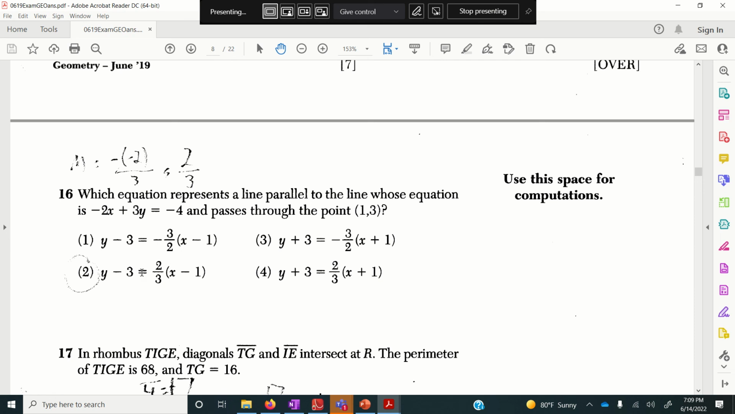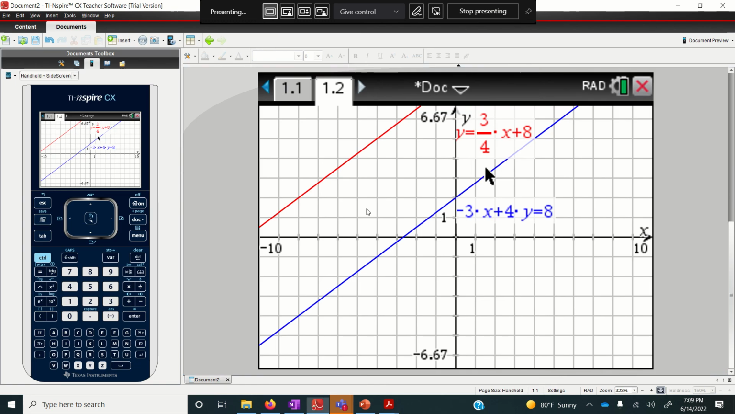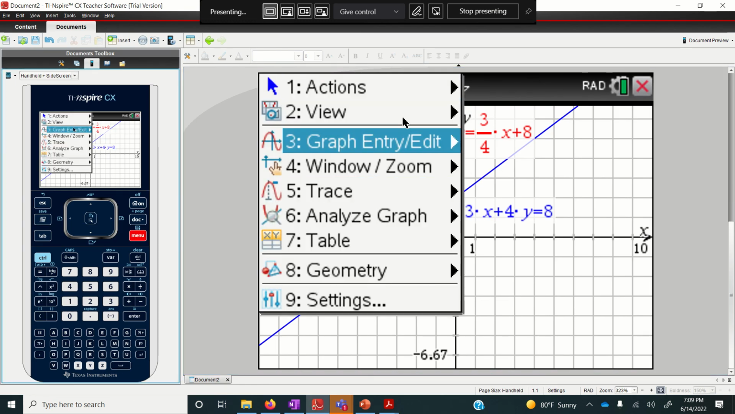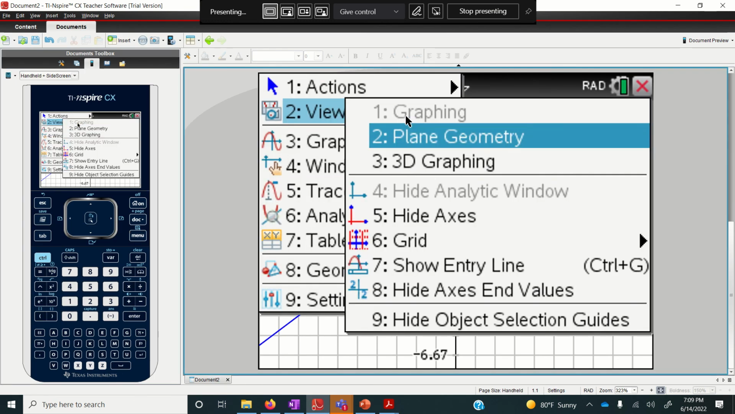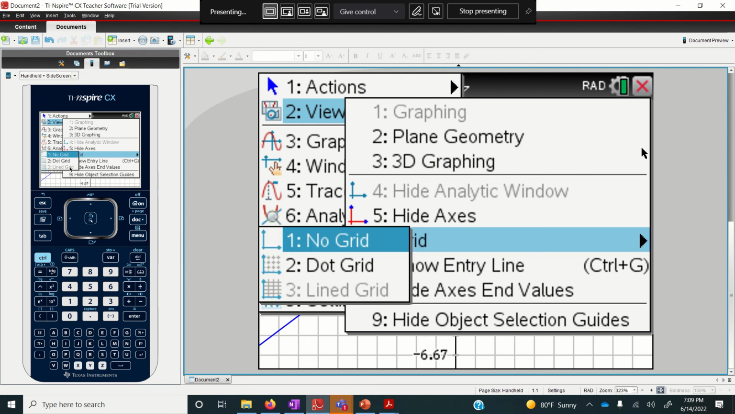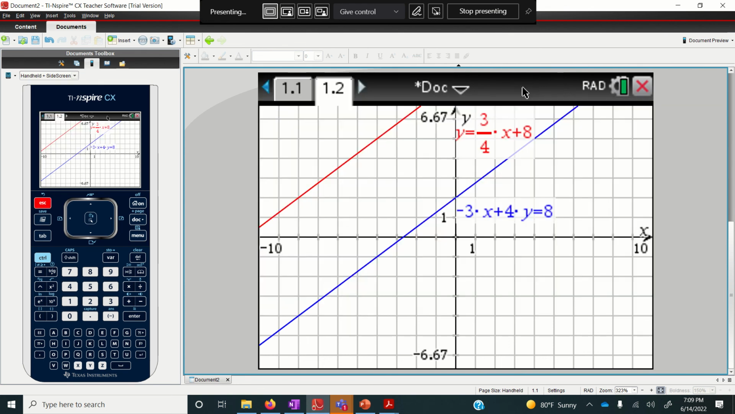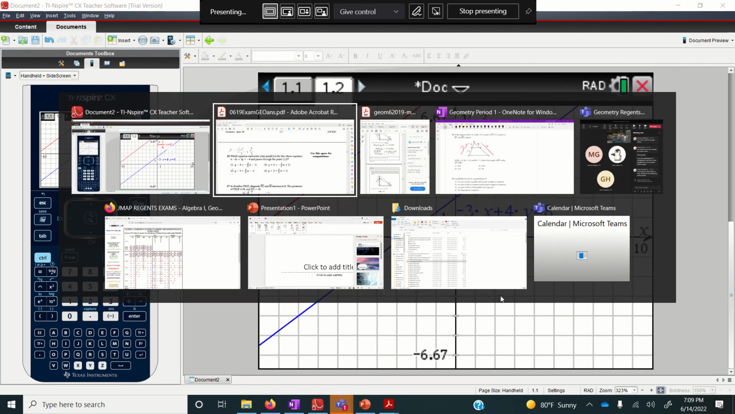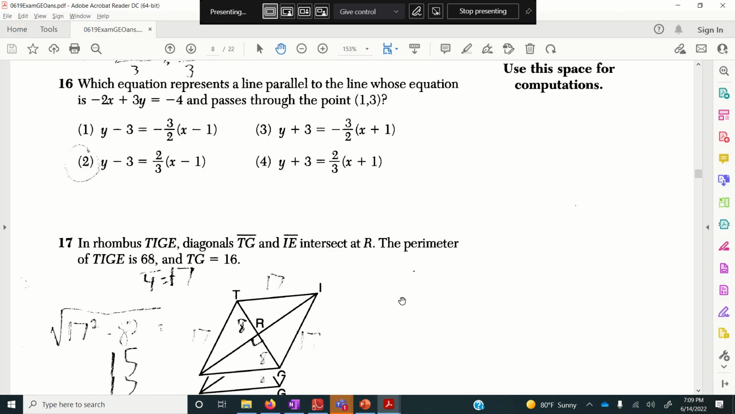All right. You can type this line, and you can type all these answers in your calculator, and you can just match the one that passes through the 0.13. Remember how to get the grid on the calculator? We talked about that. You do menu, view, grid, and then you pick your line grid. So once you graph your answers here, you can just see which line is going to be parallel and passes through that point. That'll be nice and easy to do.